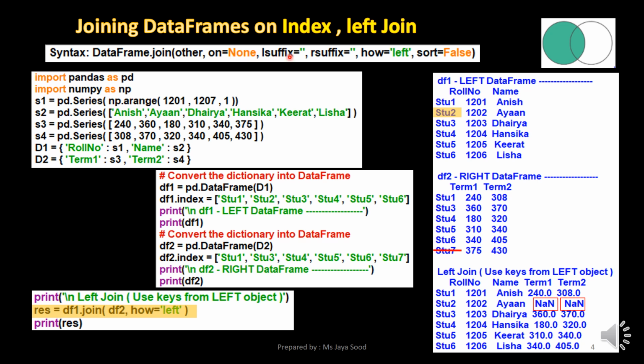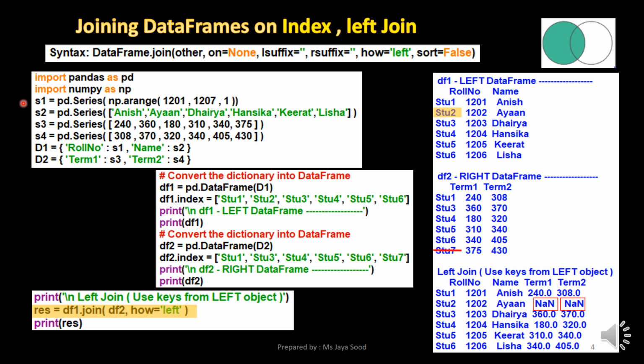lsuffix and rsuffix are the suffixes for the left and the right data frames if a column with the same name exists in both. How is by default left. It can be right, inner or outer. Sort is by default false. If it is true, then the resultant data frame is sorted on the joining key.